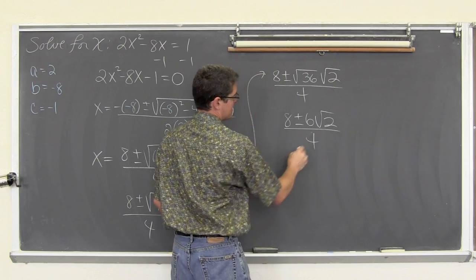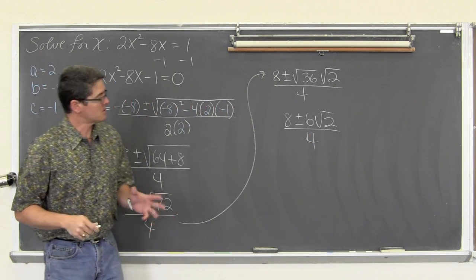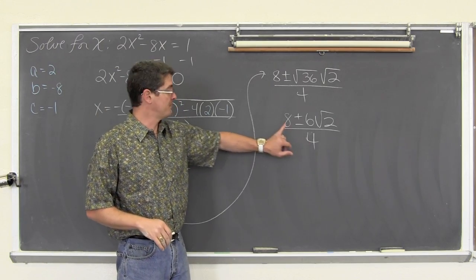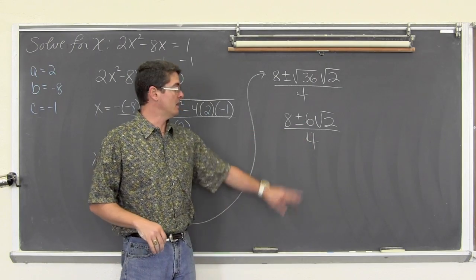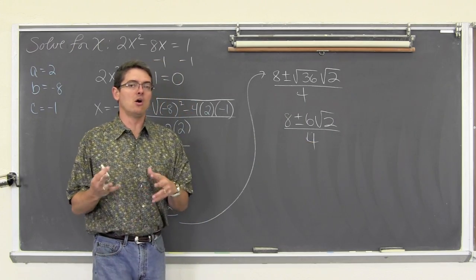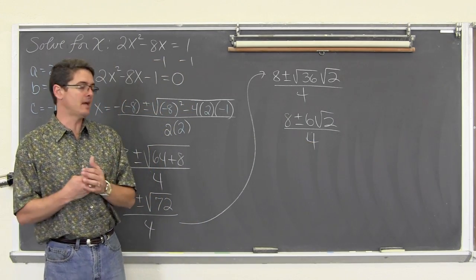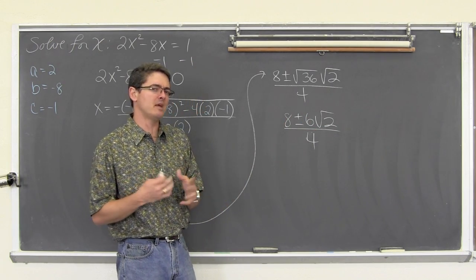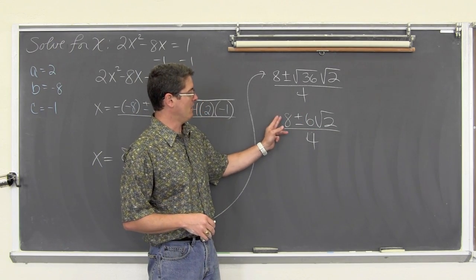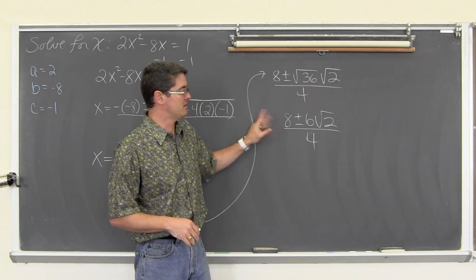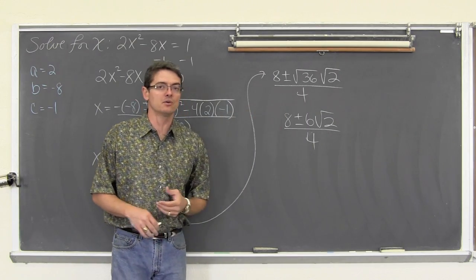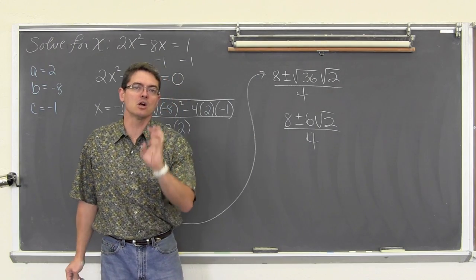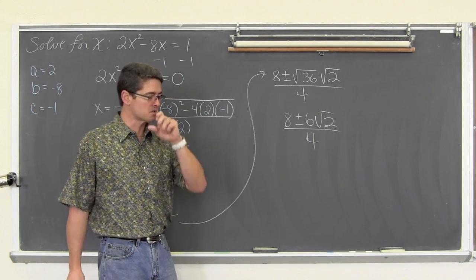I just started to realize I had some cancellation left to do, so I didn't want to write any more than I needed to. 4 is even. 8 is even. 6 is even. These 3 terms all have factors of 2 in them. Now, a lot of students, this has all numbers, so maybe not as many people would make this mistake, but a lot of students might go, oh, well, 8 divided by 4 is equal to 2, and they write 2 plus or minus 6 square root of 2. No. You cannot cancel out terms. You can only cancel out factors.